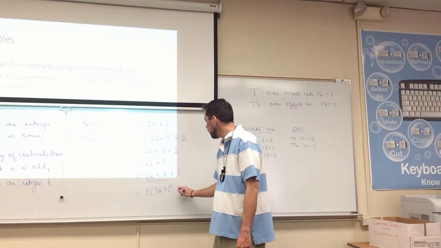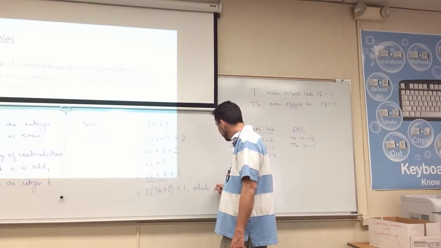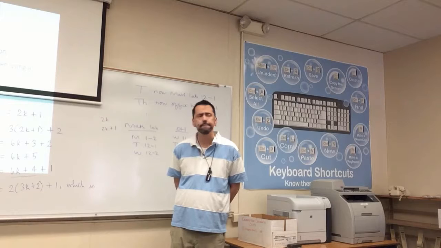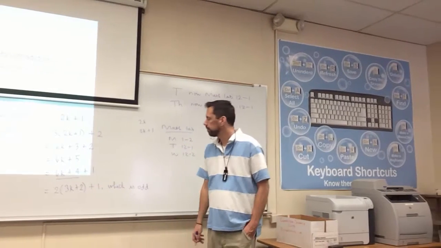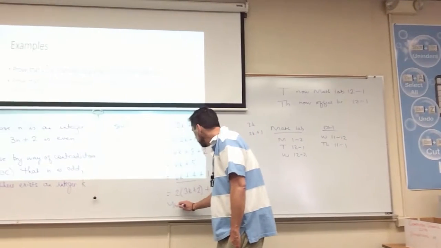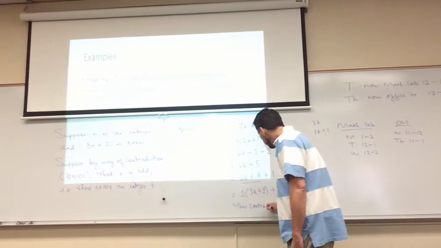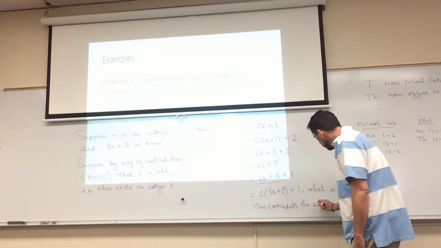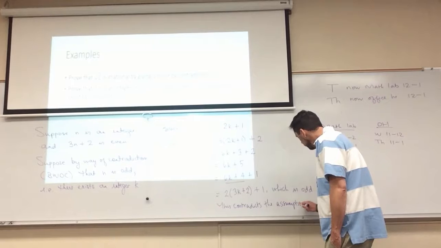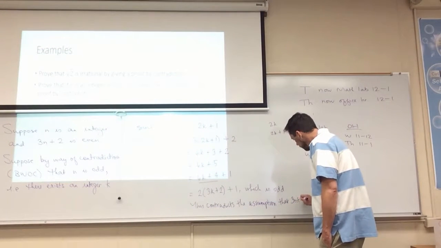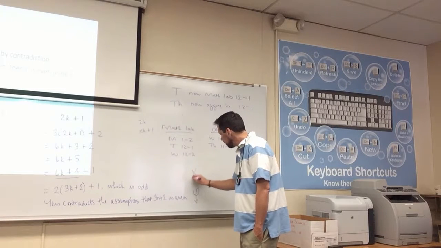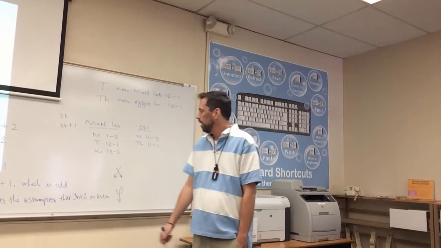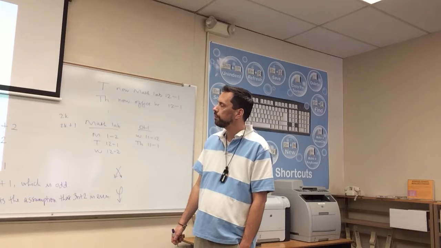So we have 2 times 3k plus 2 and then add 1, which is what kind of number? Is it even? What is it? It's definitely odd, isn't it? Because it has the form 2 times an integer plus 1. Well, that's a contradiction because we assumed that 3n plus 2 was even. Okay, and the symbol that you see when you arrive at a contradiction is either like this or like this. All right, so that has to mean that n is even.